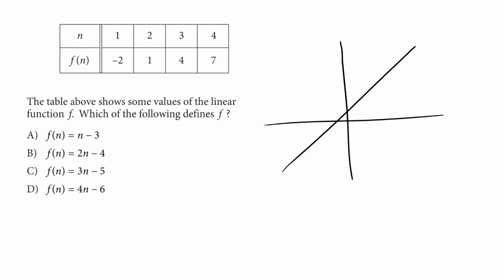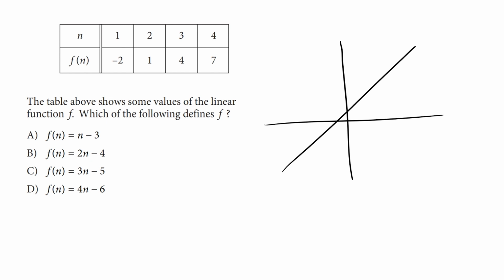So there are a couple different ways that we can solve this. One way would be to plug each n value into our different options and see if that gives you the f of n displayed below. The other way is to graph it and to find the equation of the line. Since we are timed, you'll want to use the way that is fastest for you, but I'll show you both ways and then you can make sure that you get your answer right.